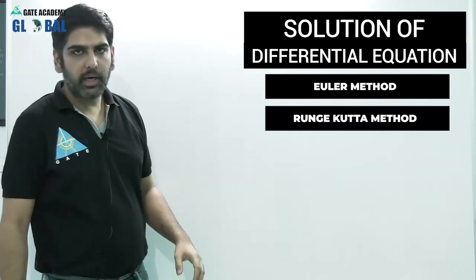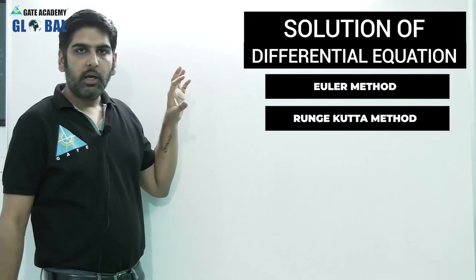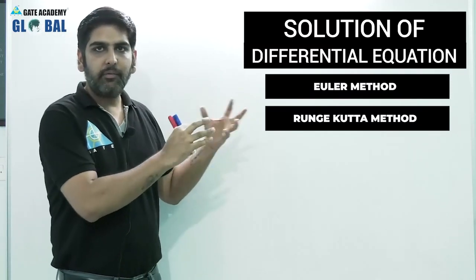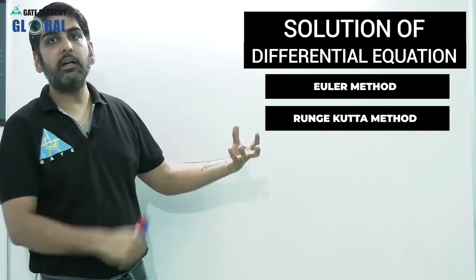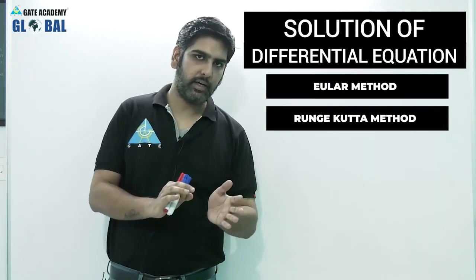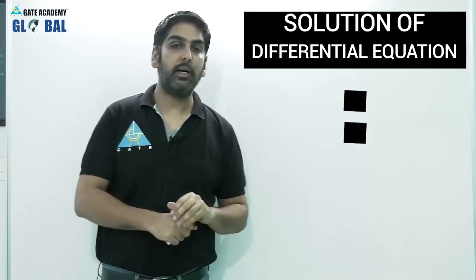I will give you some tricks to evaluate the Runge-Kutta method or relate it with the Euler method and the difference between them. That means the error in these methods we will be dealing with, right? So the error part is also important, my dear students.